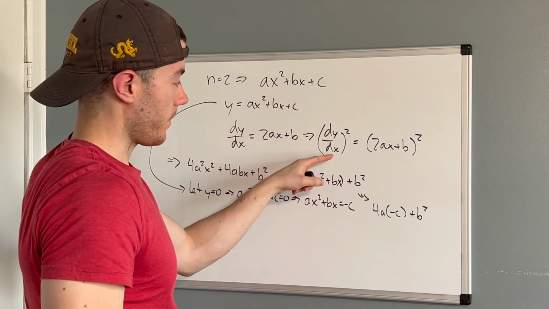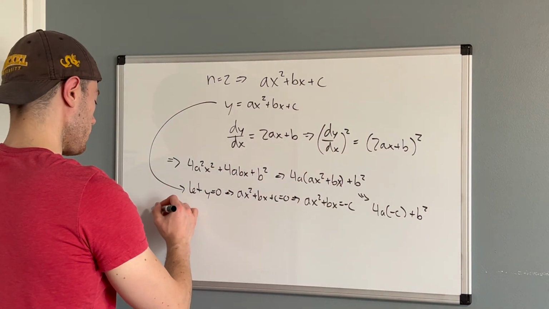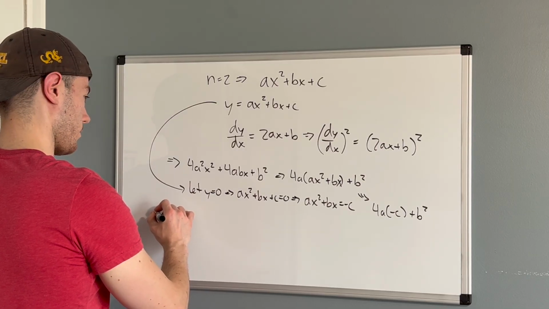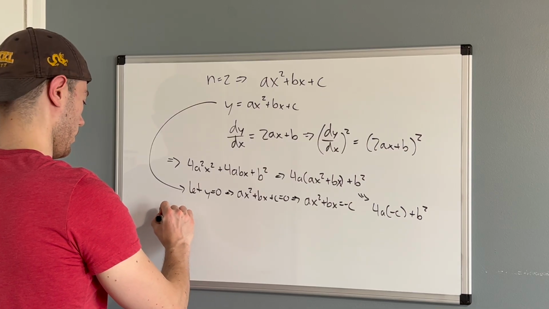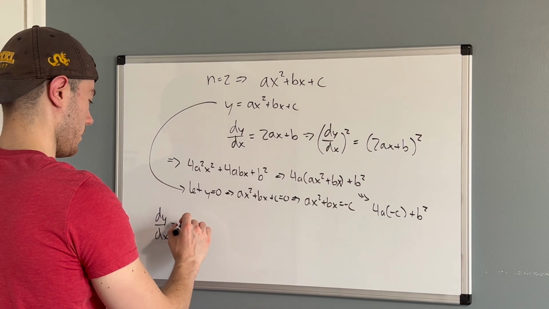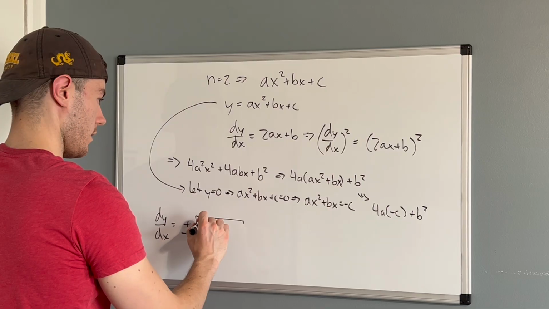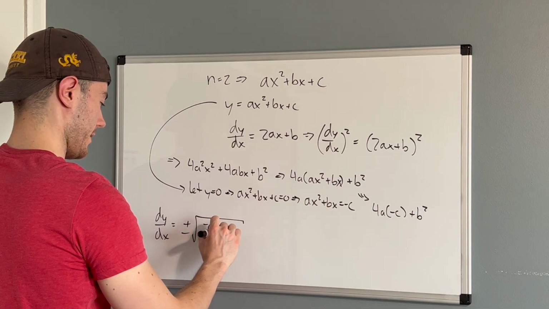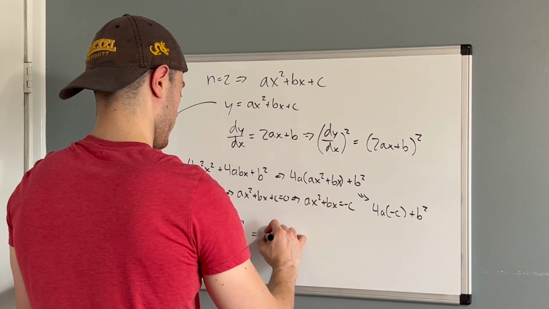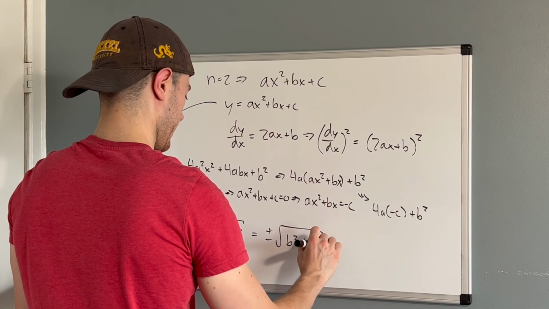To get the first derivative back, I'm going to take the square root. dy/dx equals plus or minus the square root of minus 4ac plus b squared. That's equal to plus or minus the square root of b squared minus 4ac.